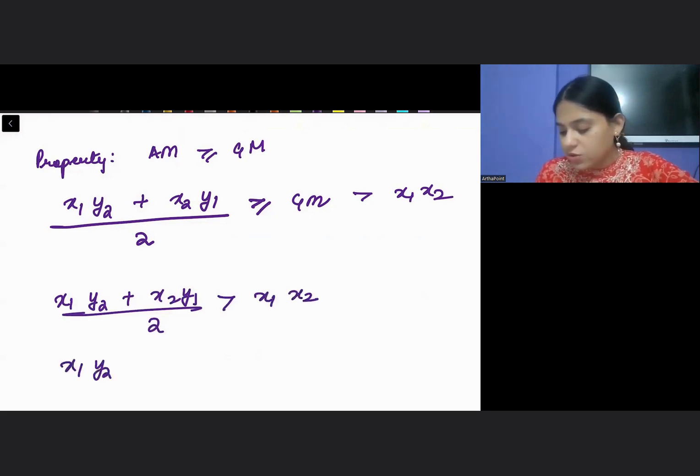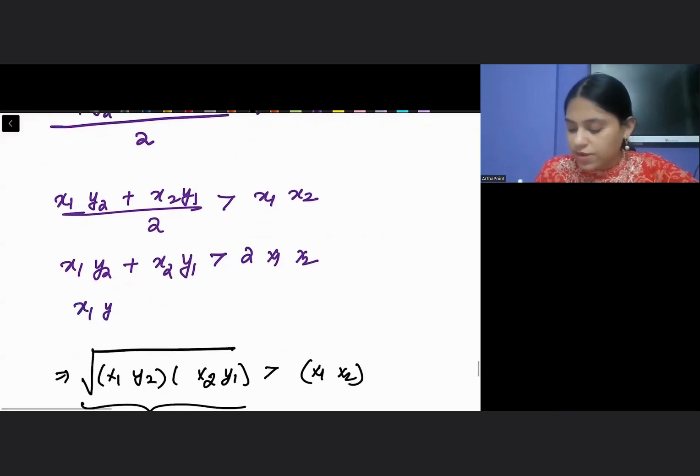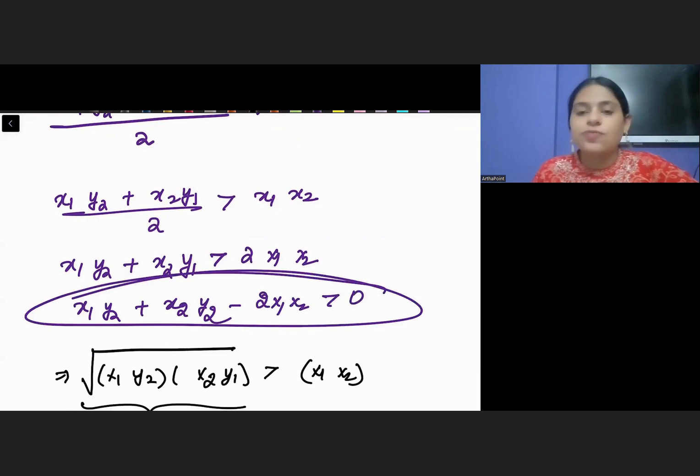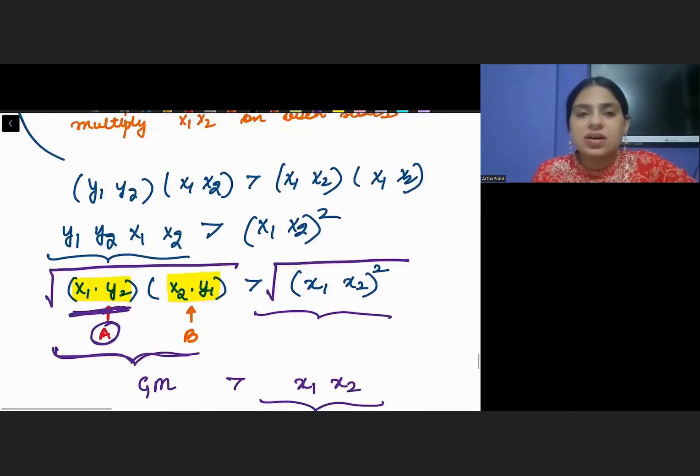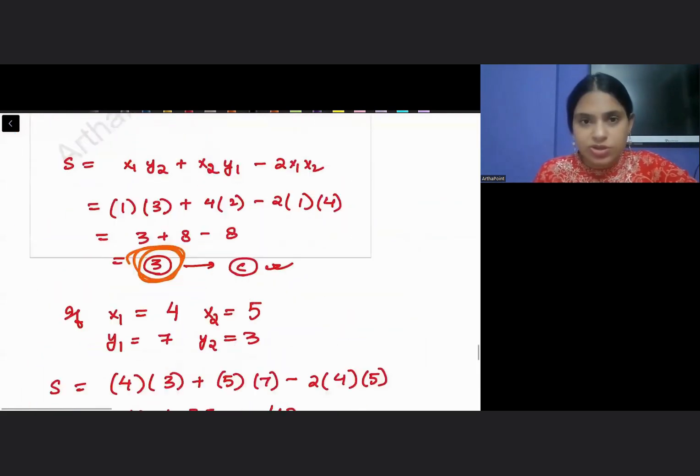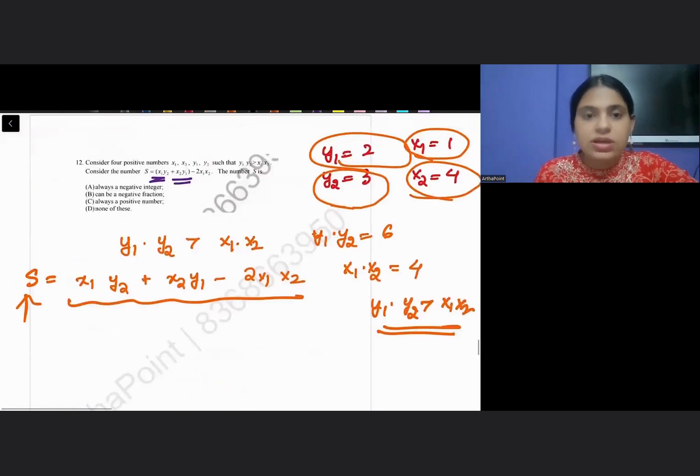So x1 y2 plus x2 y1 greater than 2 x1 x2. So x1 y2 plus x2 y1 minus 2 x1 x2 greater than 0. So it is strictly a positive number, and that would be the answer to your question. Answer will be C.